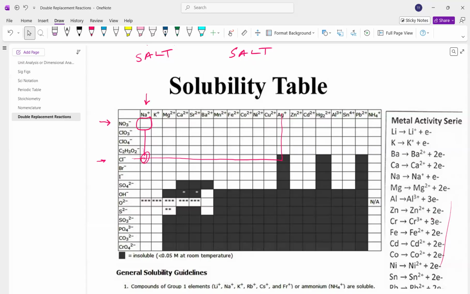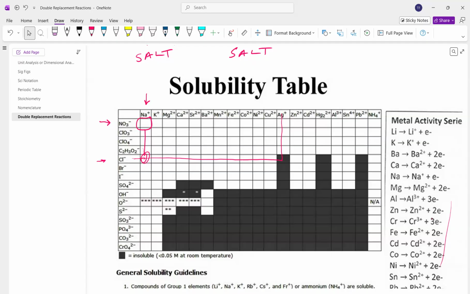Basically, what are you starting with? Starting with the two solutions, right? So what's in one solution? What's in the other solution? Mix them together. The cation exchange, you have a new combination. And then we look at it on the table.